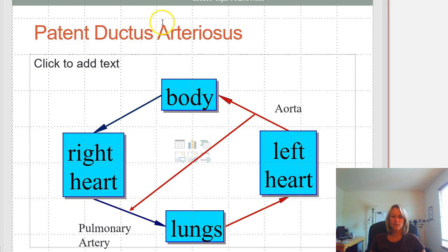With a patent ductus arteriosus, that connection is between the aorta and the pulmonary artery. So blood from the right heart, deoxygenated, gets pumped to the lungs via the pulmonary artery, goes via the pulmonary veins to the left heart, and then when the left heart pumps blood into the aorta, some of that blood goes back to the pulmonary artery through the open ductus, while the rest of the blood goes to the body.